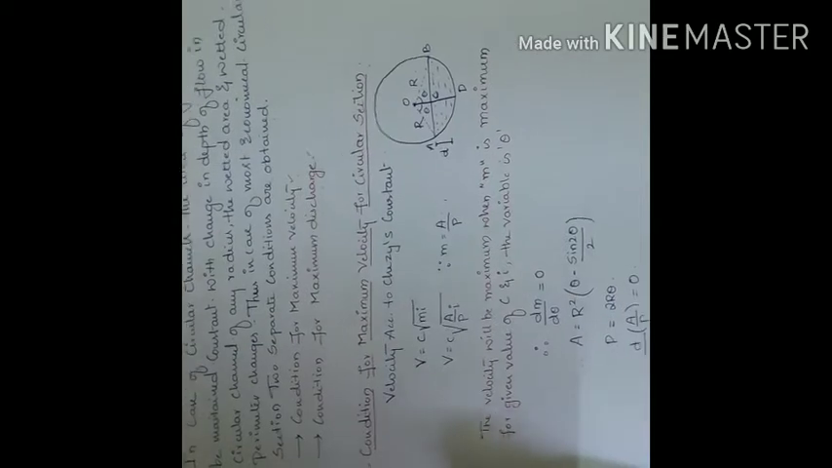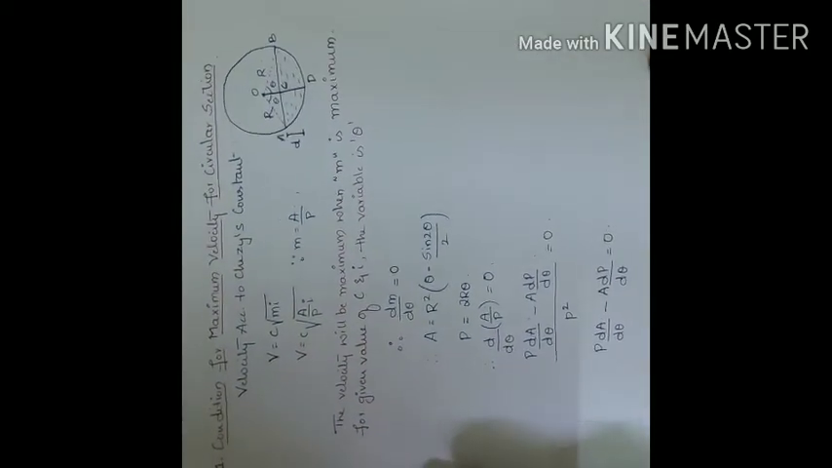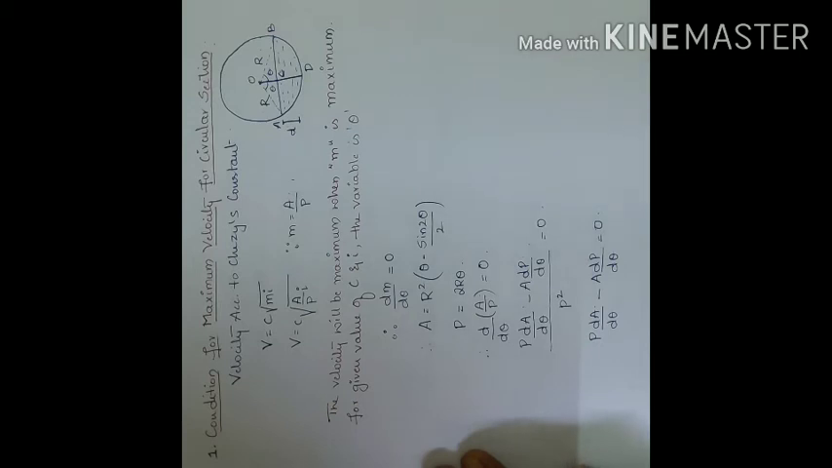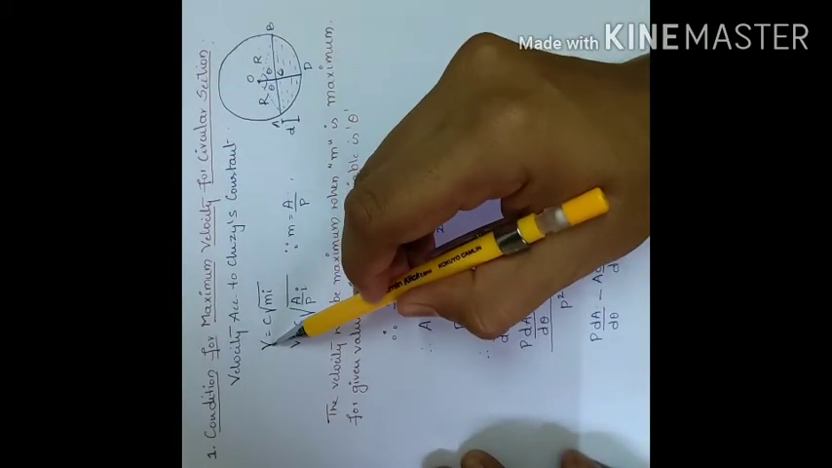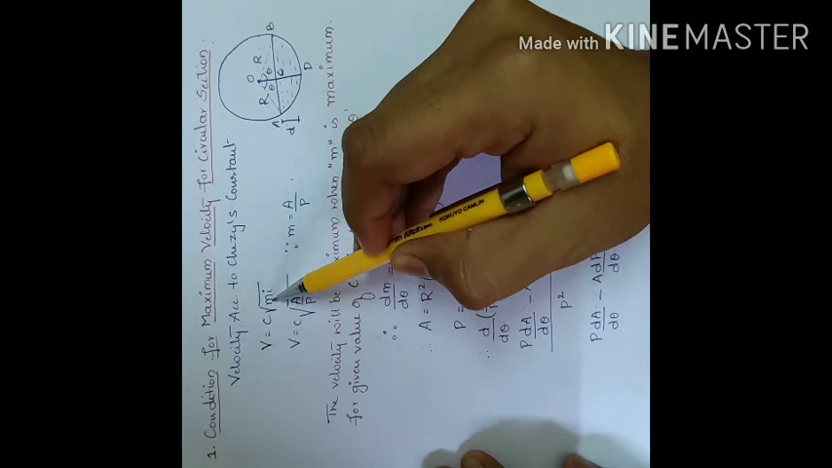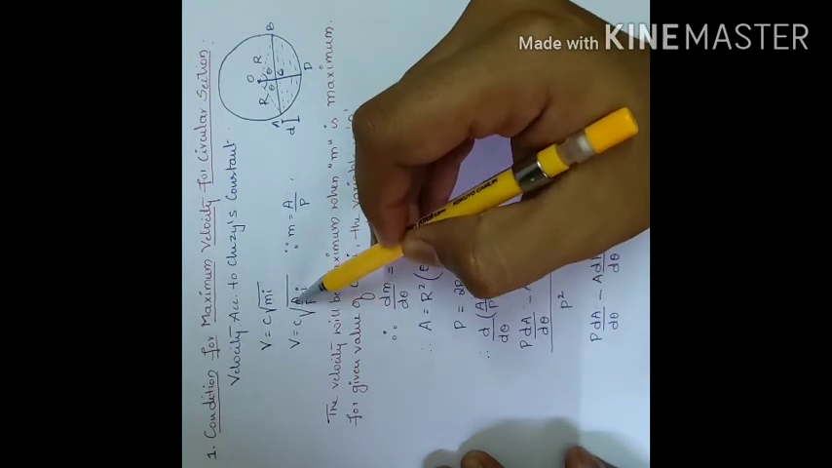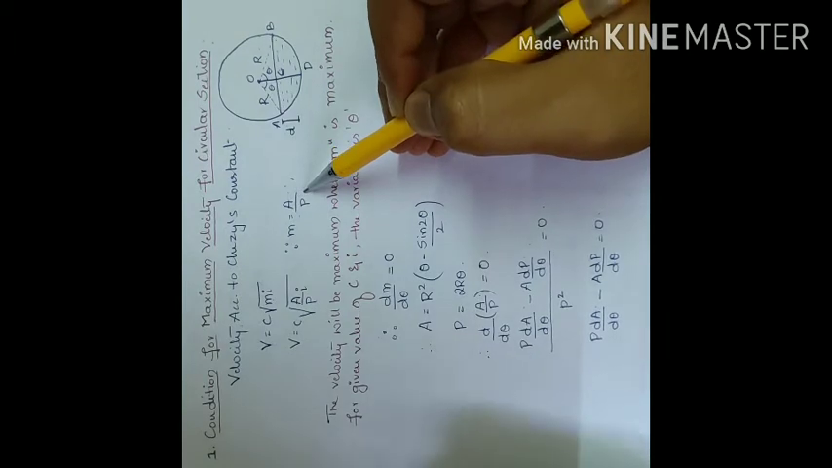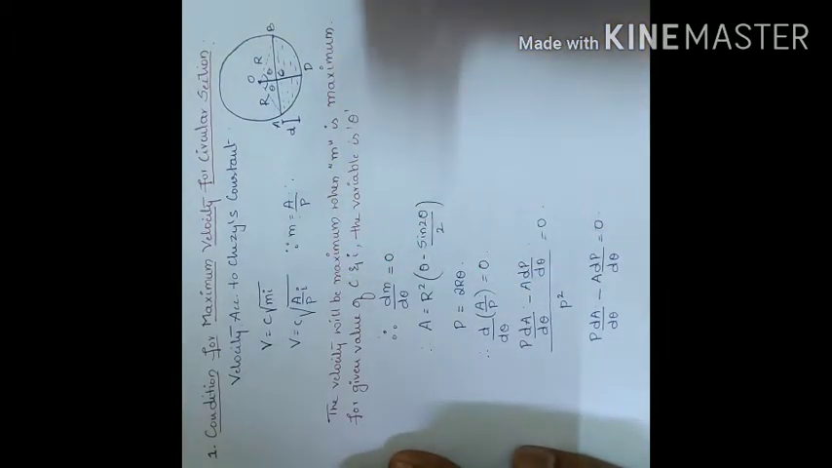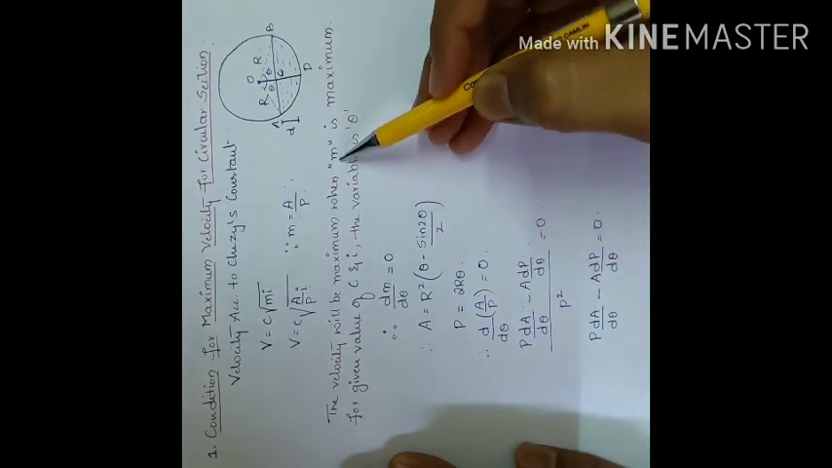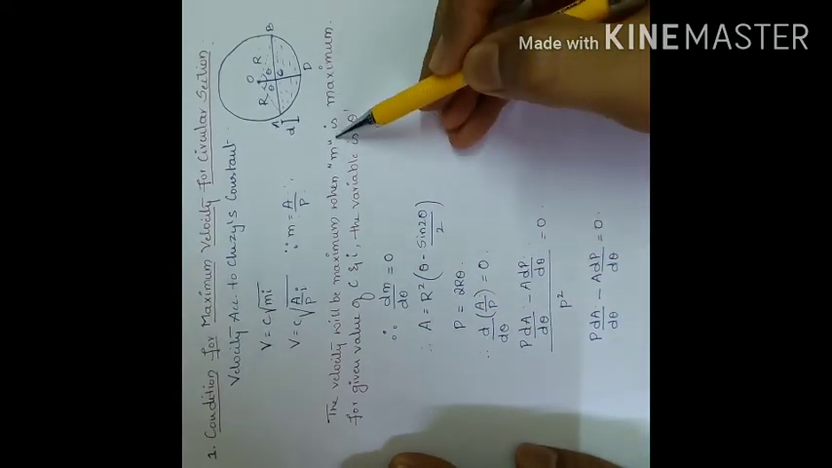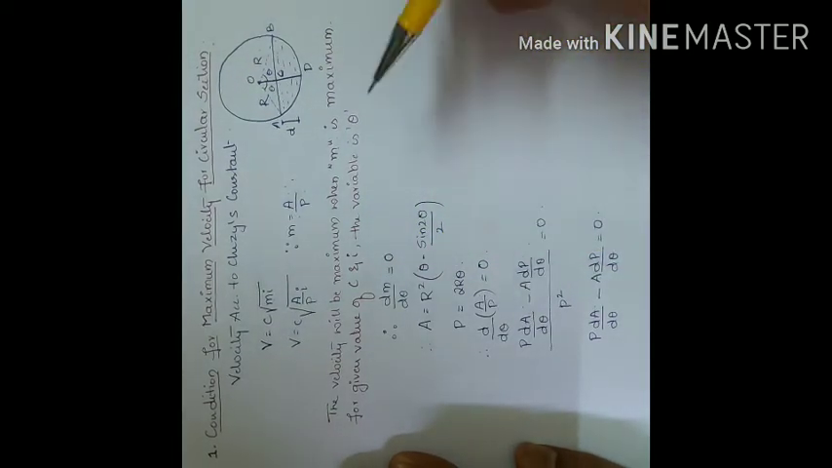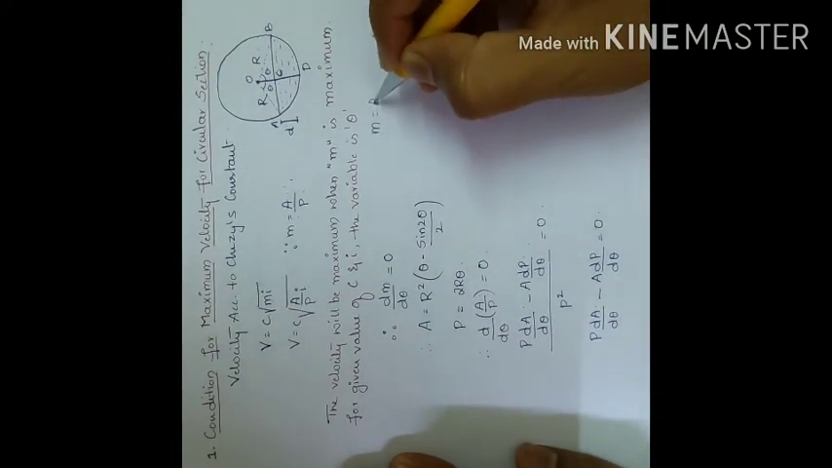First, we shall see how the condition for the maximum velocity of a circular section is derived. According to the Chezy formula, velocity v is equal to C root m i, which I can write as C root (A upon P times i), because m is A upon P, the hydraulic mean depth, and i is the bed slope. Now, the velocity will be maximum when m is maximum. What is m? m is nothing but A by P.